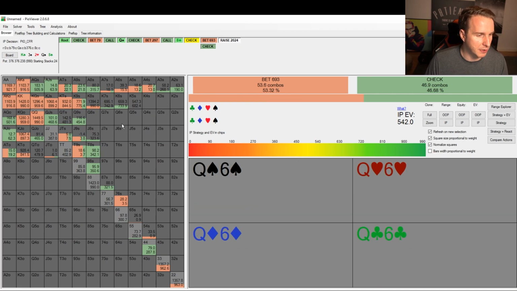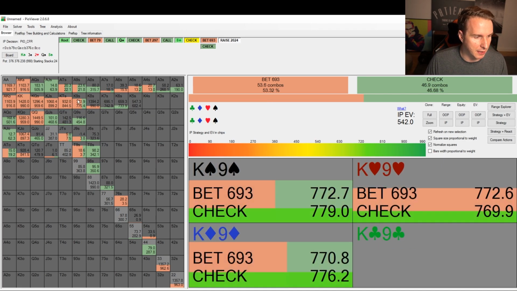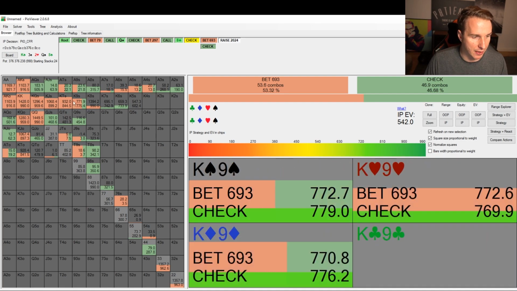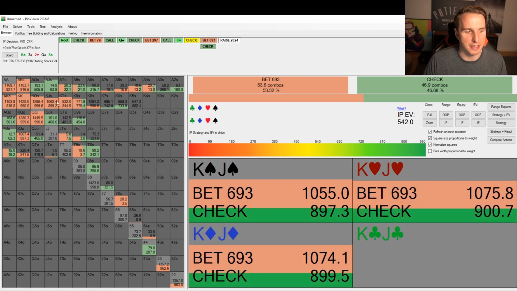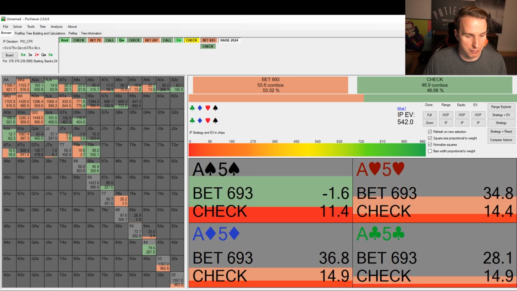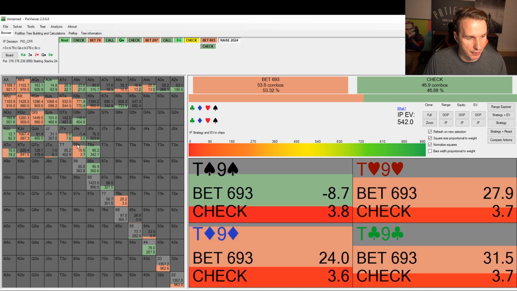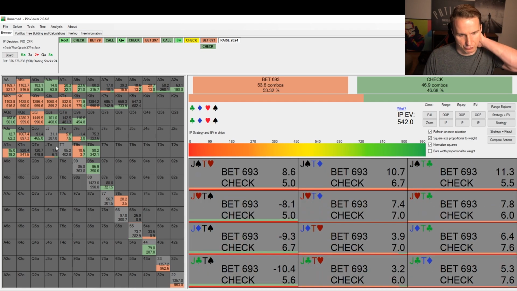So let's assume he's supposed to value bet king nine, king tens, all the strong king X, and he's even supposed to value bet all the king jacks. Bluffing with a lot of ace highs, as you can see here, bluffing with weak flush draws, if he barrels ten nine, jack ten. So quite an aggressive strategy on the river.